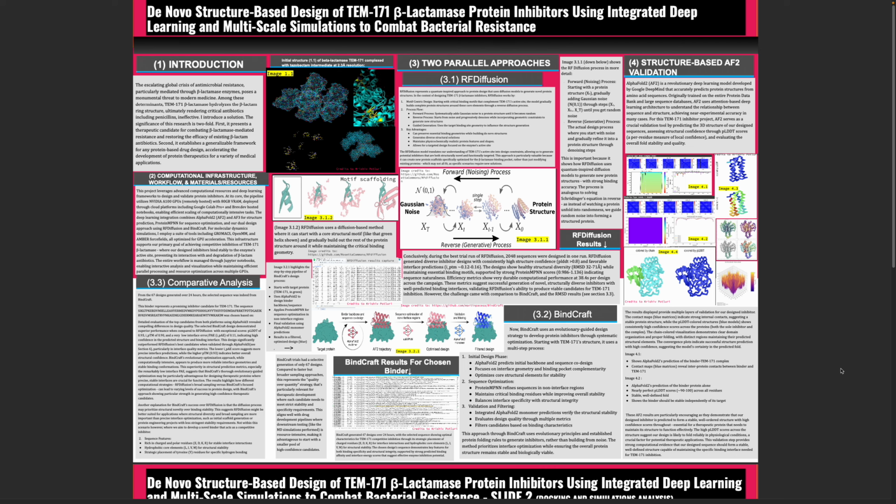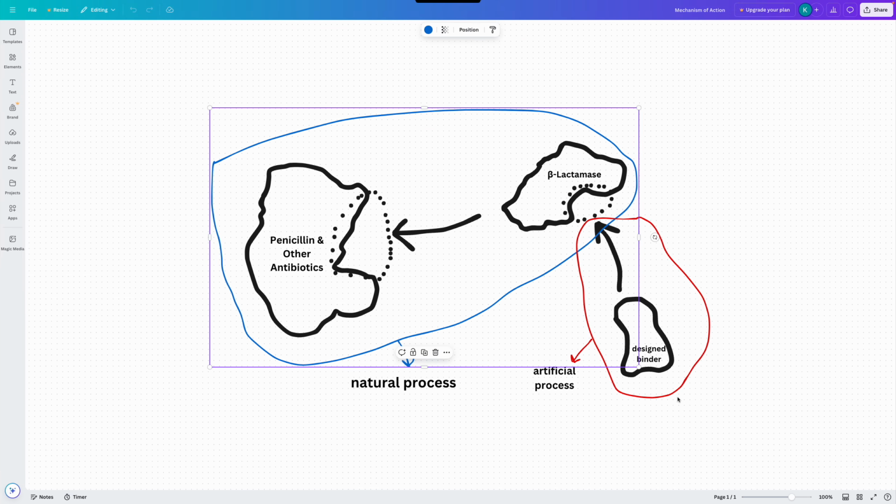Every year, more bacteria develop resistance to our more crucial antibiotics, and such an extreme example is TEM171 beta-lactamase, an enzyme that renders many antibiotics ineffective by breaking down their core structure. And so my approach to this problem is not just to improve upon existing treatments, but to develop a completely new approach to protein-based inhibitor design. So let me start off with this illustration.